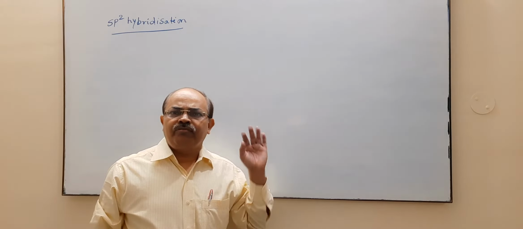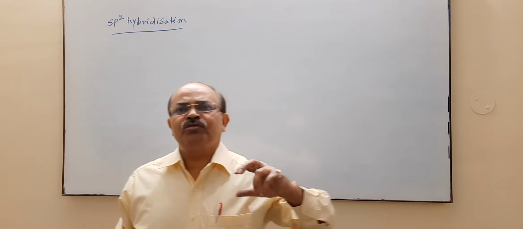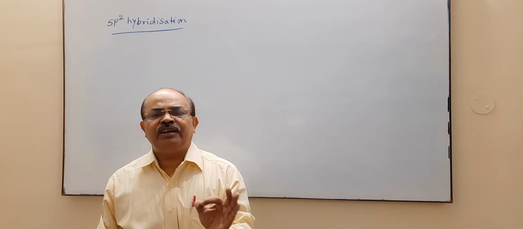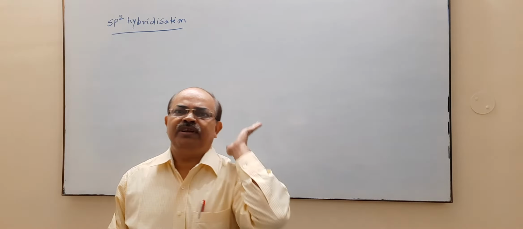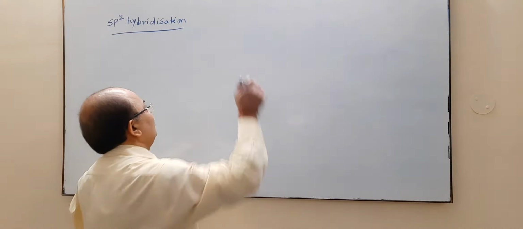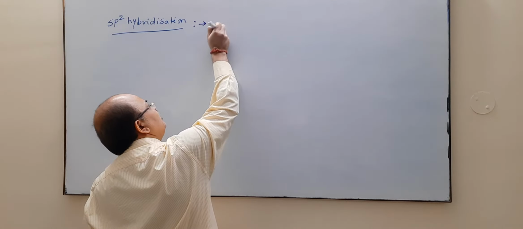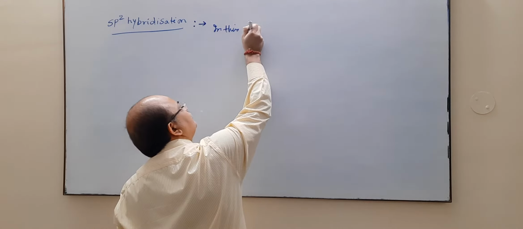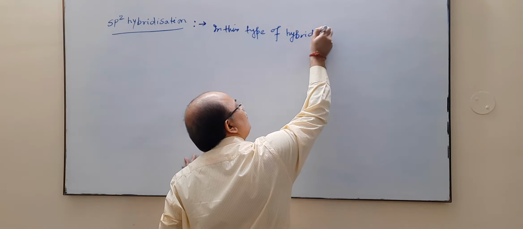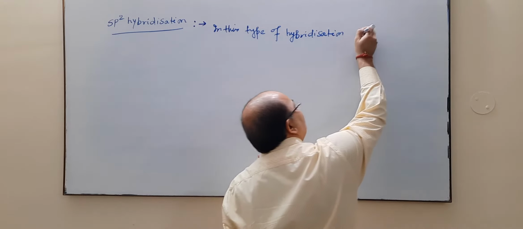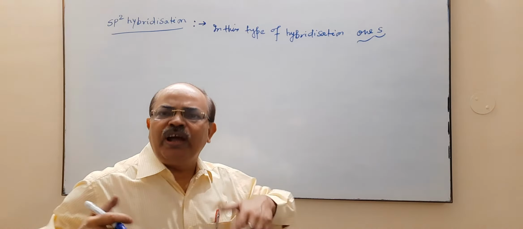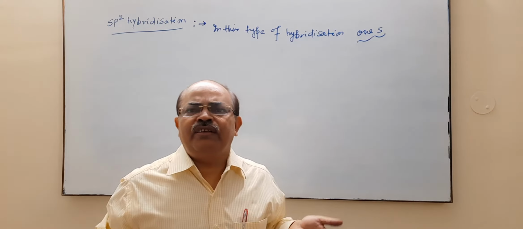Now in this video lecture, I am going to discuss the next type of hybridization, that is sp2 hybridization. Now what happens in sp2 hybridization? In this type of hybridization, one s means either it will be 2s, 3s, 4s, 5s.